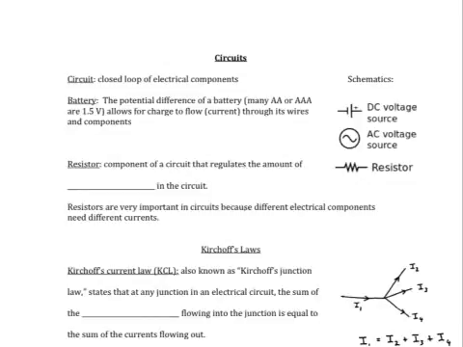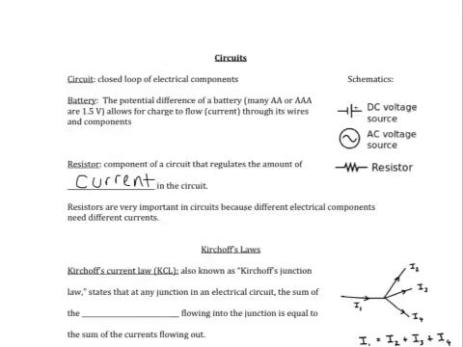Usually wires, right? Copper wires conduct electricity, conduct charge, allow current to flow. A power supply or a voltage source, so something like a battery. So we look at a battery. You guys have all heard of batteries before, but the potential difference of a battery, a lot of times a AA or AAA we use commonly, is 1.5 volts. They allow for charge to flow, current, through its wires and its components. And another one that's common that we're going to see a lot of and talk a lot about are resistors, and that's a component of the circuit that regulates the amount of current in the circuit.